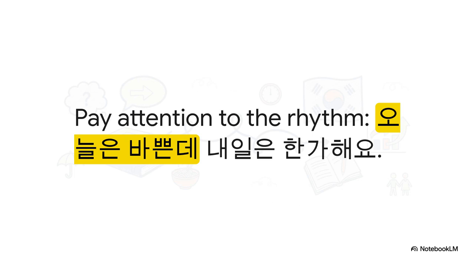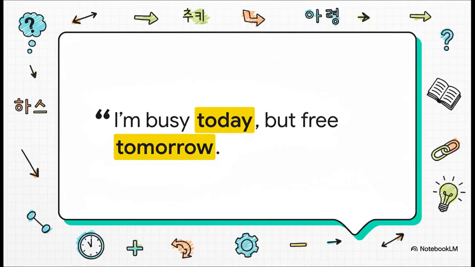Let's move on to number 3. This one is all about contrasting 2 different times. Listen closely. 오늘은 바쁜데 내일은 한가해요. A little bit slower now. 오늘은 바쁜데 내일은 한가해요. And one final time. 오늘은 바쁜데 내일은 한가해요. This is such a classic example. You're going to hear this and use this all the time. It contrasts today, when I'm busy, with tomorrow, when I'll be free. eun-de is the magic little connector that makes that comparison sound totally natural.